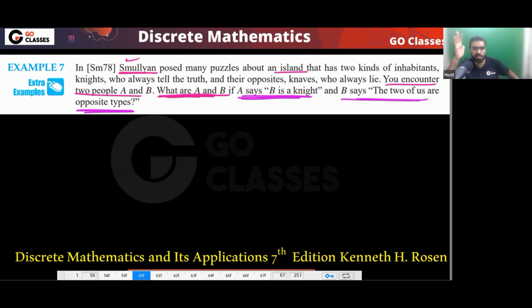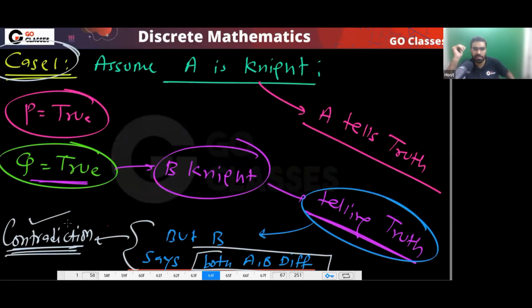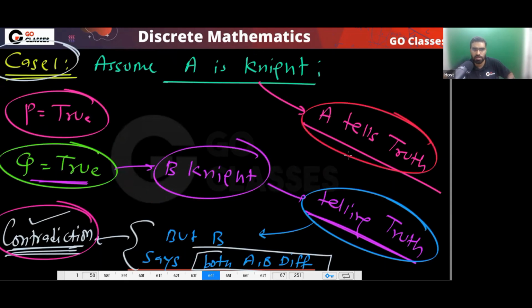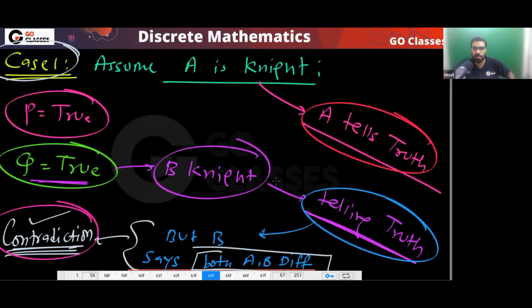So here in this question, you can easily see that if you assume A is knight, then there is a contradiction. Because if you assume A is knight, then P will be true. If P is true, and because he is a knight, he is telling the truth, it means Q is true. Q is true means B is knight. So B is also telling the truth.